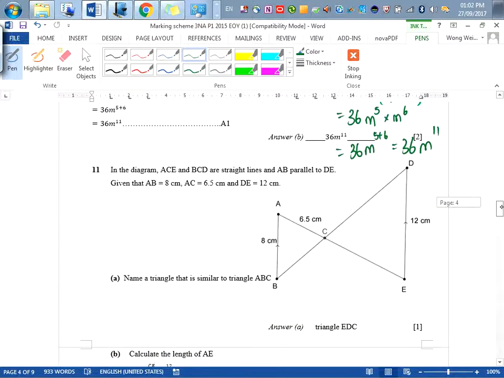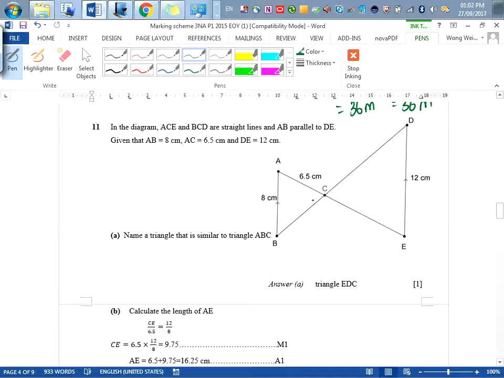Question 11. Straight lines, parallel. Okay, name a triangle similar to ABC. We have EDC. Wait, let me check. A, B, C. So it should be EDC.